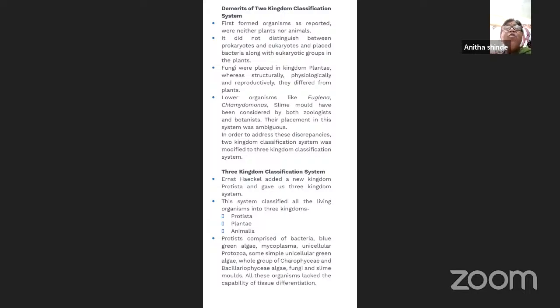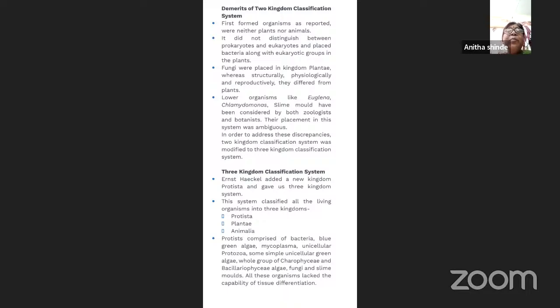Now, they say that first formed organisms as reported were neither plants nor animals. Okay. What they're saying is the first formed organisms, you know, actually, they are not plants, they are not animals, but what are they? They are the prokaryotes. Yes or no? So it did not distinguish between prokaryotes and eukaryotes and placed bacteria along with eukaryotic groups in the plants. So that means their argument is that actually plants did not exist first, nor did the animals exist first. It was the prokaryotes which existed first.